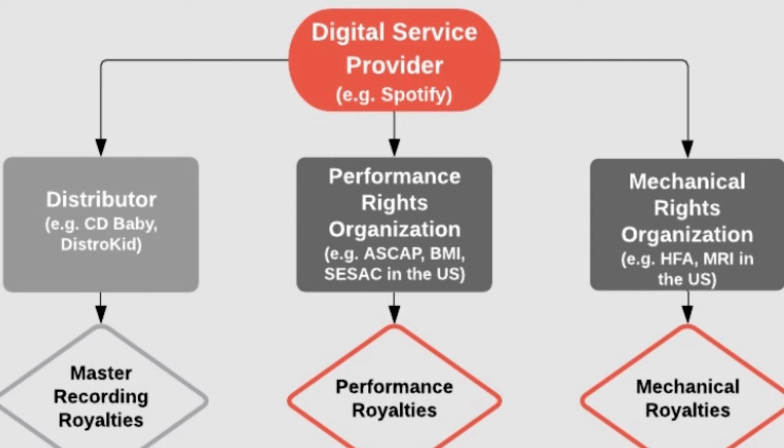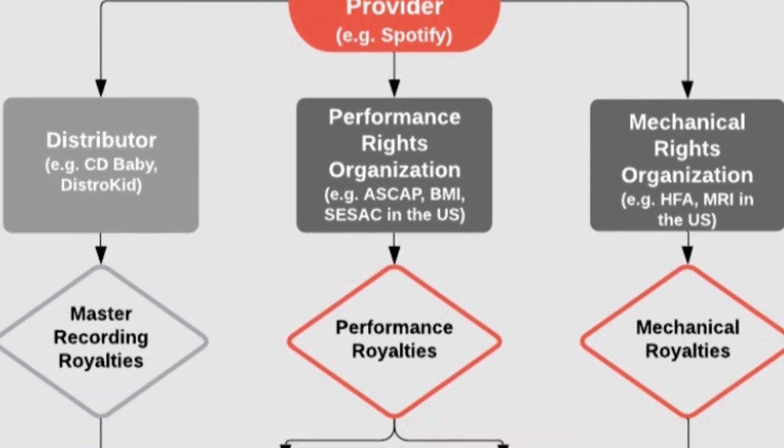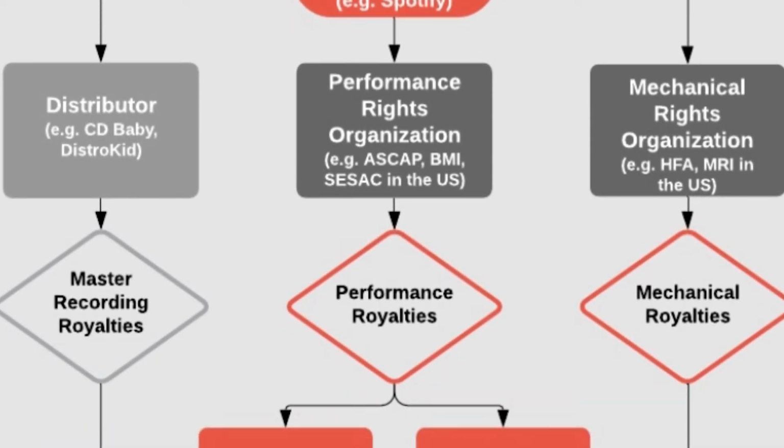And the second one is given to a PRO, which I said was IPRS in India, or BMI, ASCAP in the US, PPL in the UK, whatever. And the third part is given to a mechanical rights organization, which is HFA, MRI, or different types of mechanical royalty collection organizations. Great. So from here, the distributor gives the master recording royalties, which is streaming royalties, and it is directly paid to the right holder, which is you in this case.